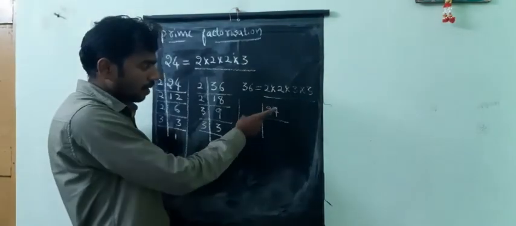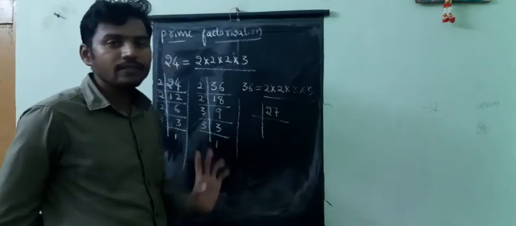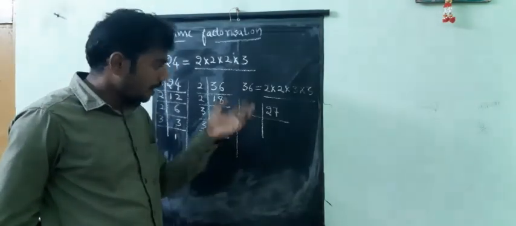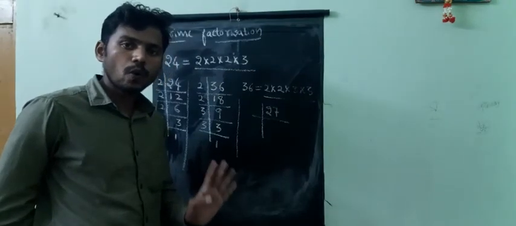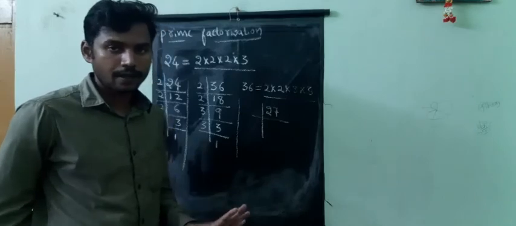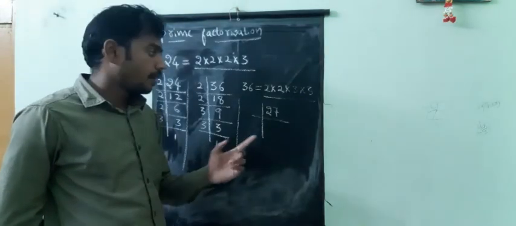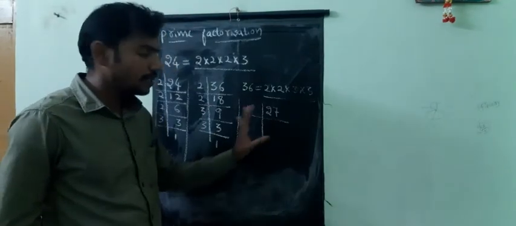But it is not divisible by 2 because it is ending with 7. To be divisible by 2, the number should end with either 0, 2, 4, 6 or 8. But the number is ending with 7. So, what was our criteria? We should start with the smallest prime factor. So, it is not divisible by 2.